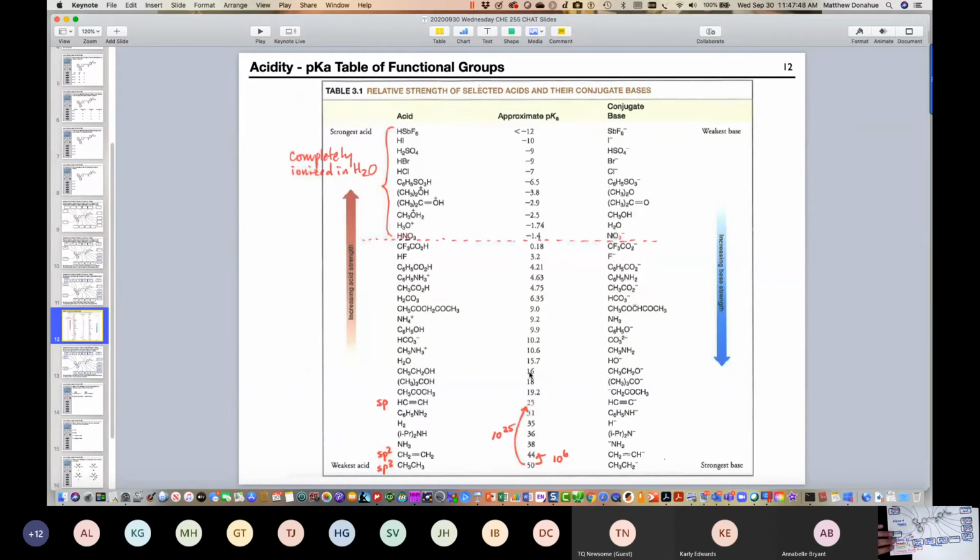Now what about carboxylic acid? Where do you see that on the table? So 4.75, there you see it. You have ethanoic acid. There's your acid functional group right there, 4.75.